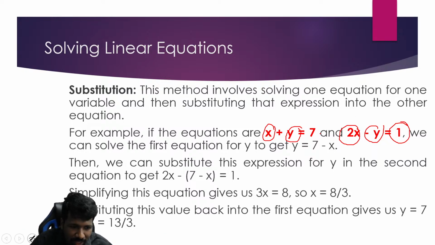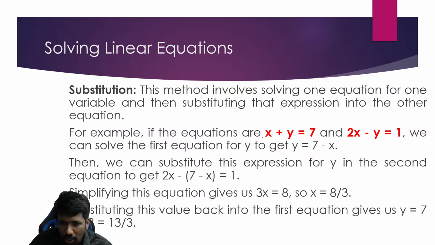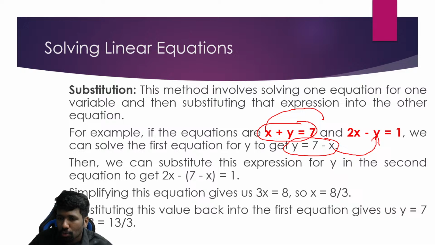Substitution means what? Especially if the coefficient, meaning the number along with these variables, along x and y it is 1 here, right? If it is 1, the substitution is easier to do. For example, x plus y equal to 7 means you can take x to the other side, then y equal to 7 minus x you will get. That 7 minus x you can substitute here. Then there is only one variable here, right? So solving it will be easy.